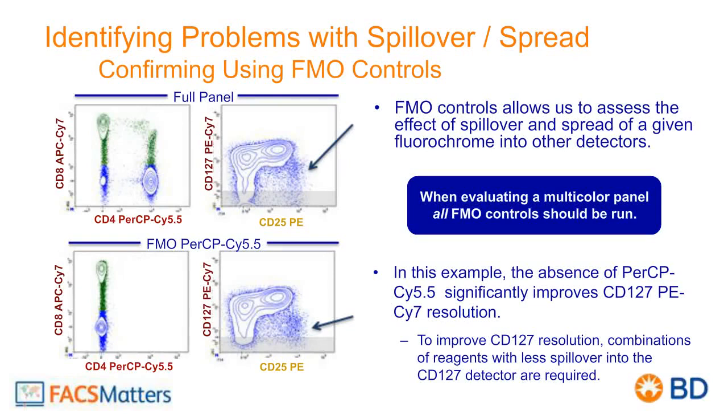So here, again, is another example of the same using the FMO control. We suspected that the PE-Cy7 problem was coming from the PerCP-Cy5.5 CD4. So in the upper panels, we're looking at the full panel, the full assay, and in the FMO, we've taken out the CD4, and what you can see immediately is that we've tightened up that T-reg population. It's tighter, it's clustered, it's not spread out as much, and there's very little below the background. So that says, if we can put something else on the CD4, that will probably help our resolution of the T-reg population.